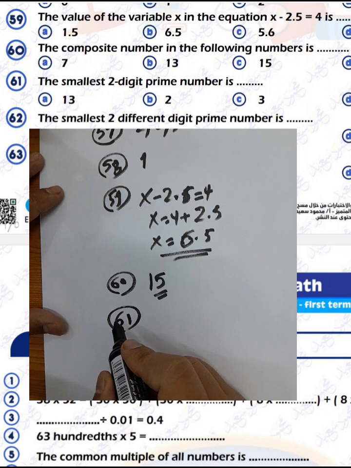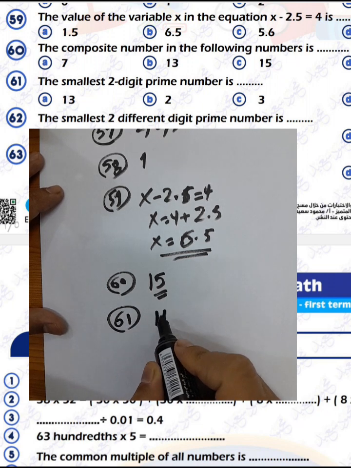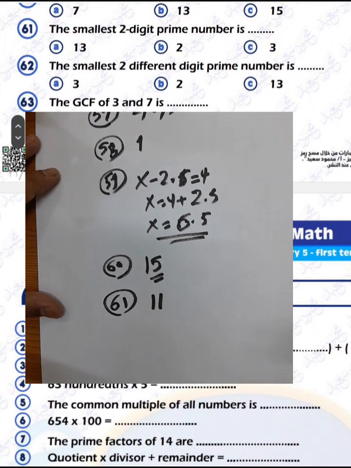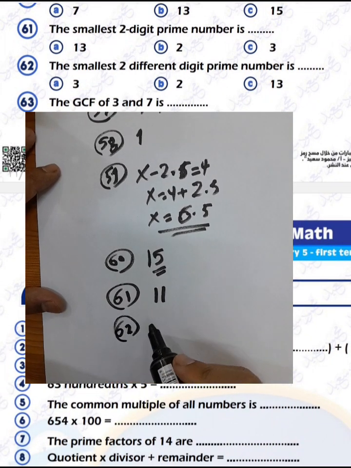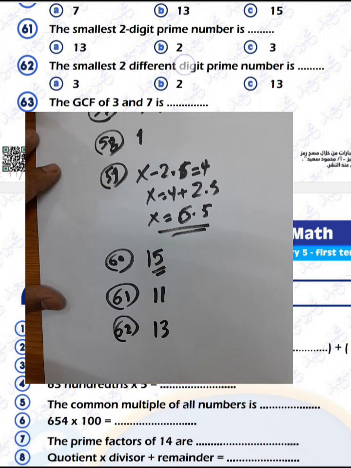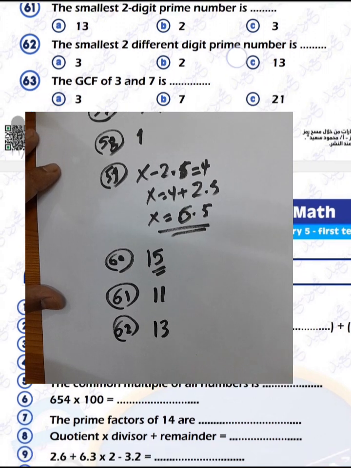Question 61, the smallest two-digit prime number, it will be 11. 11 is the smallest two-digit prime number. 62, the smallest two different digit prime number, it will be 13. The smallest two different digit prime number is 13.